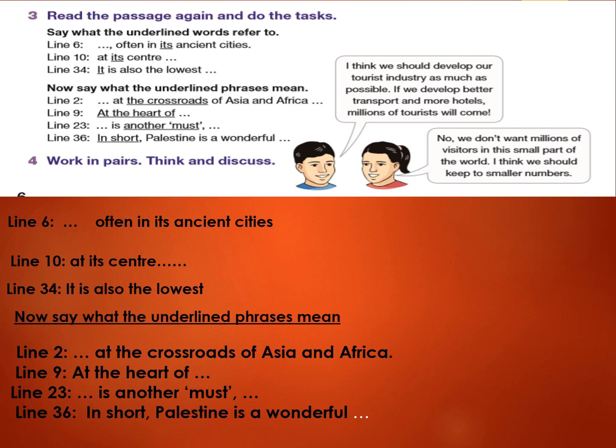Read the passage and do the task. Say what the underlined words refer to. Okay, I will give you 3 minutes in order to prepare this question. Now let's check your answers. Line 6. Often it's ancient cities. Yes, the countries. Line 10. At its center, the center of the Al-Aqsa Mosque. Line 34. It is also the lowest. The answer is Jericho.